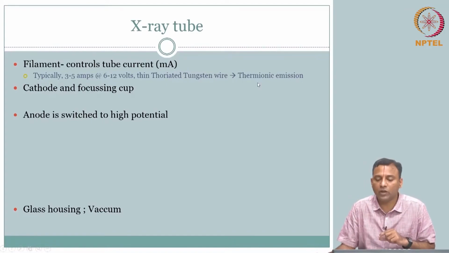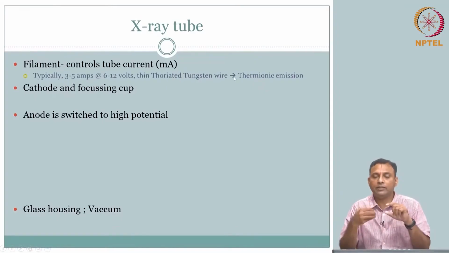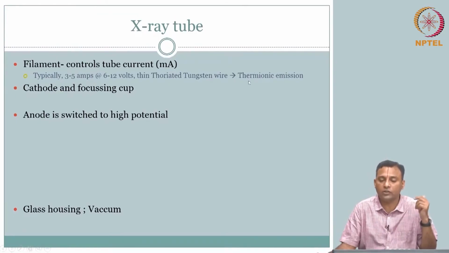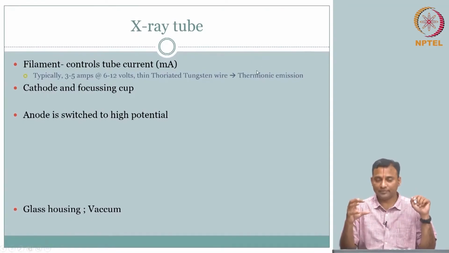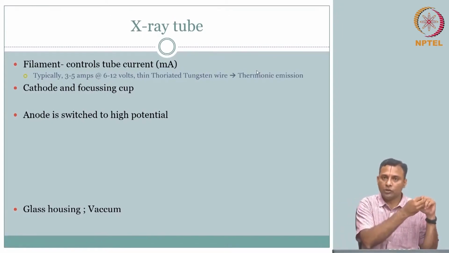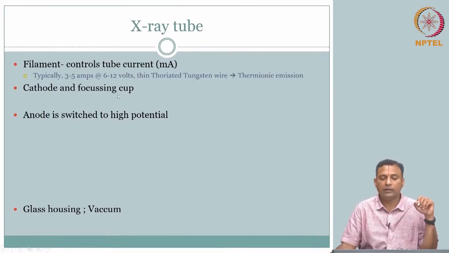So you have what is called thermionic emission. Heat gives the electrons enough thermal energy to be emitted out, so that it gives you free electrons. You use this thermionic emission to get the electrons. So you can have free electrons ready on the cathode side. Now the question is, I want to send them to the anode. Before we do that, we have the focusing cup.